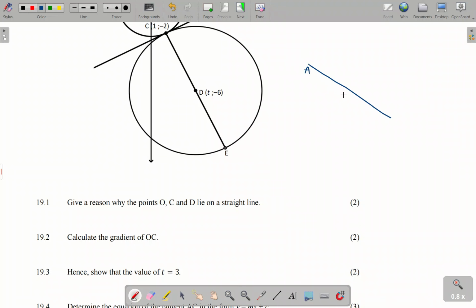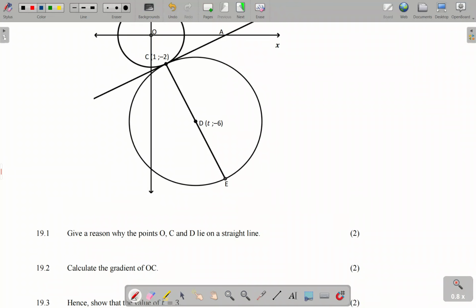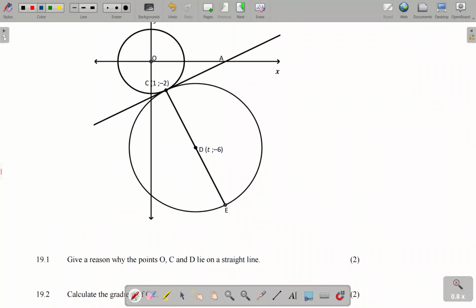I gave you an example that we have A, we have B, we have C. They lie on the same straight line. Whenever you have points that lie on the same straight line, they are called collinear points. So they're saying give a reason why O, C, D are collinear points, in other words, they lie on the same straight line. That's the same thing.